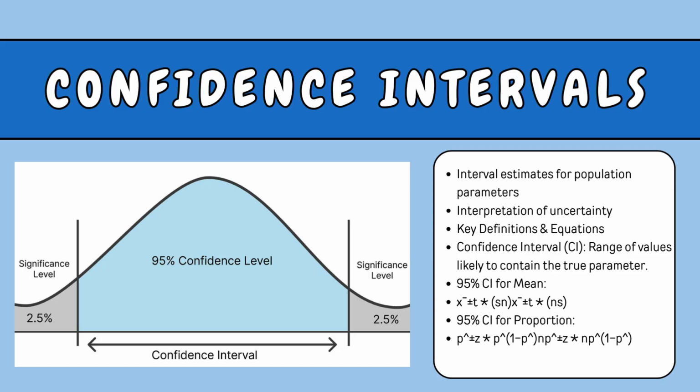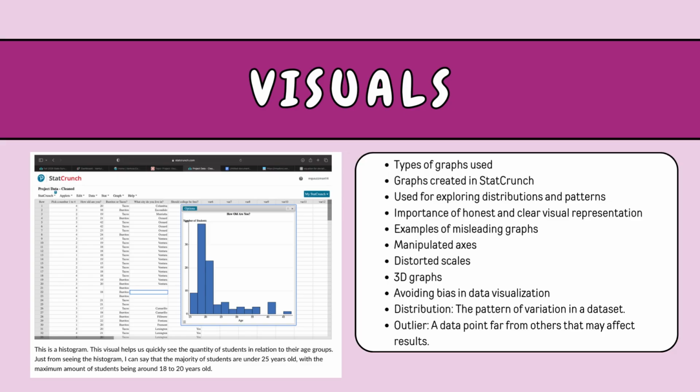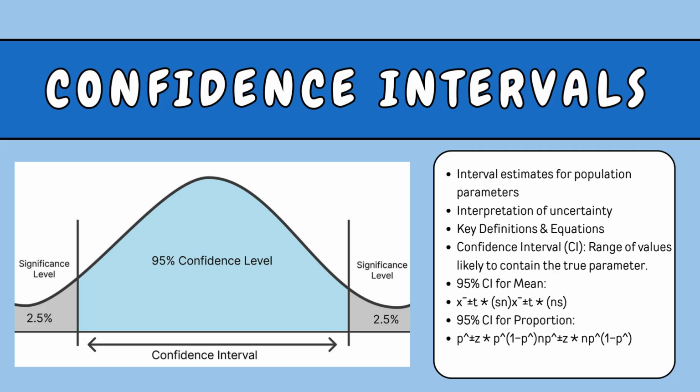Another thing that we went over was confidence intervals. Confidence intervals are basically a way to show a range where we think the true value for the population will probably lie based on a sample. For example, when we looked at the "how old are you" histogram, the 95% confidence interval was about 20.95 to 23.78 years. And this was something that we were able to run through StatCrunch.